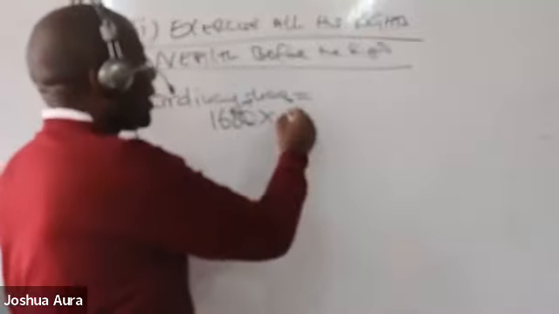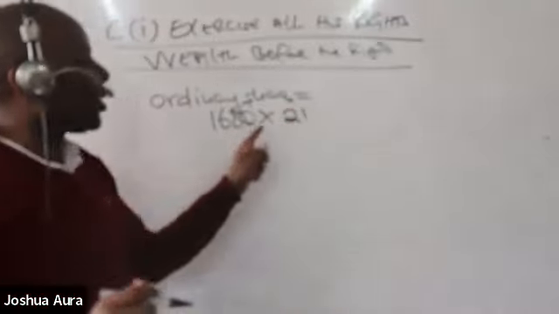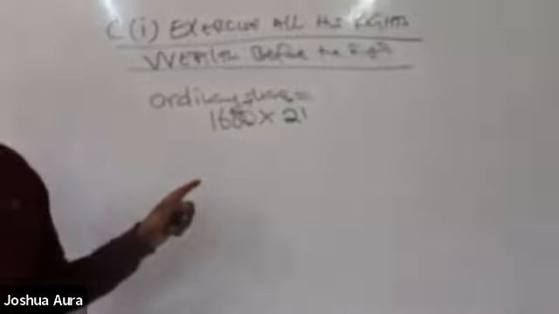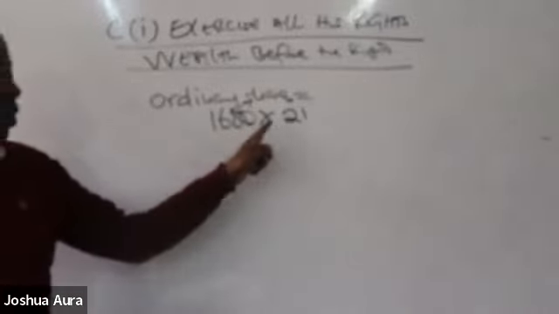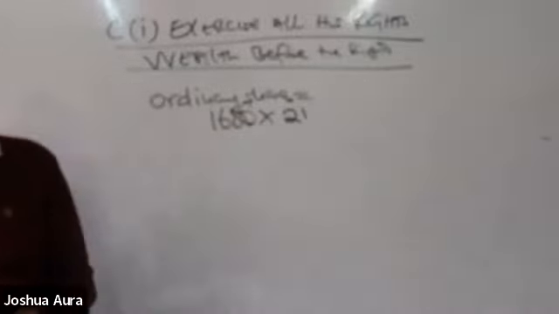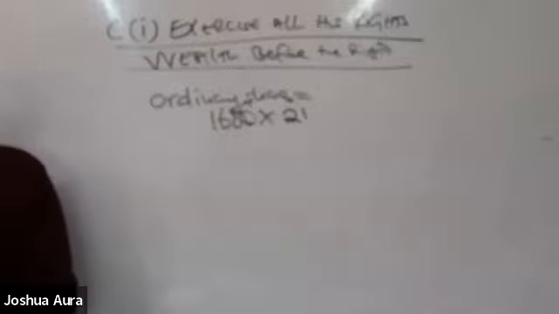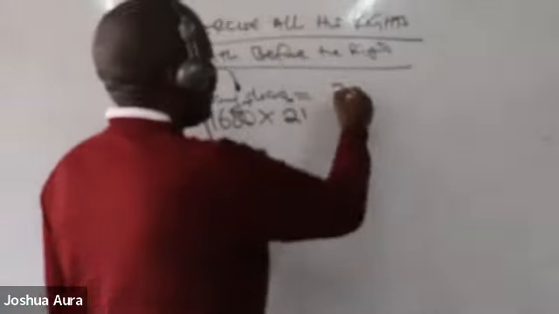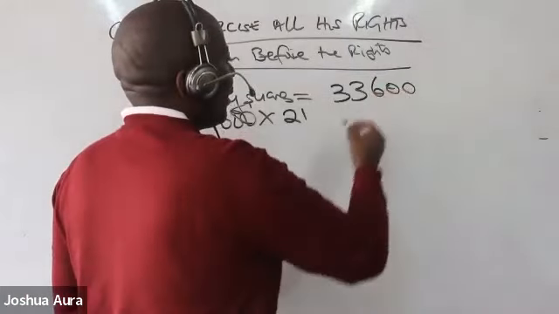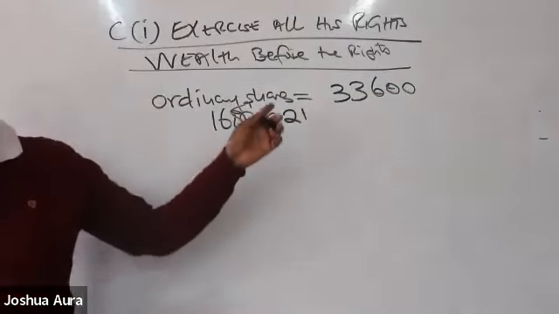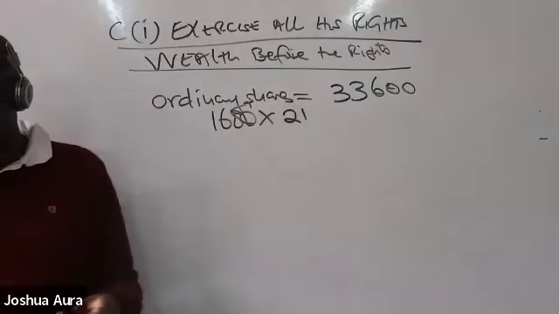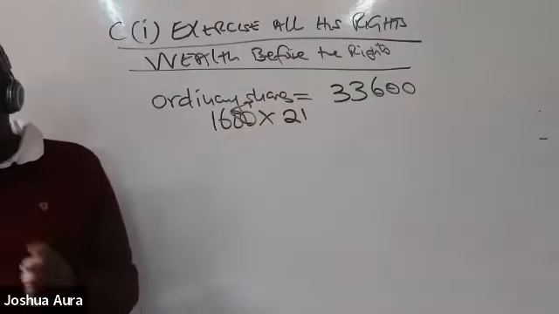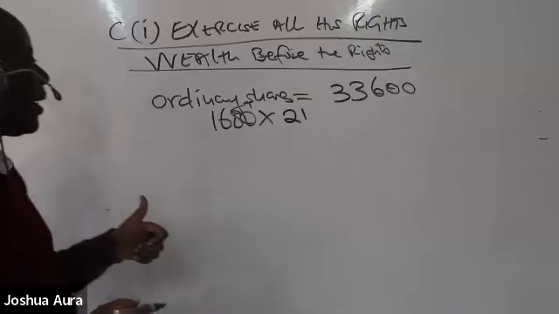Now, in this case, these shares are worth how much here, somebody? 21. So what is 1,600 times 21? Somebody give me a figure. 33,600. Is that okay? Online guys, are they able to see my board? Thank you. When they mention like that, that's very good.